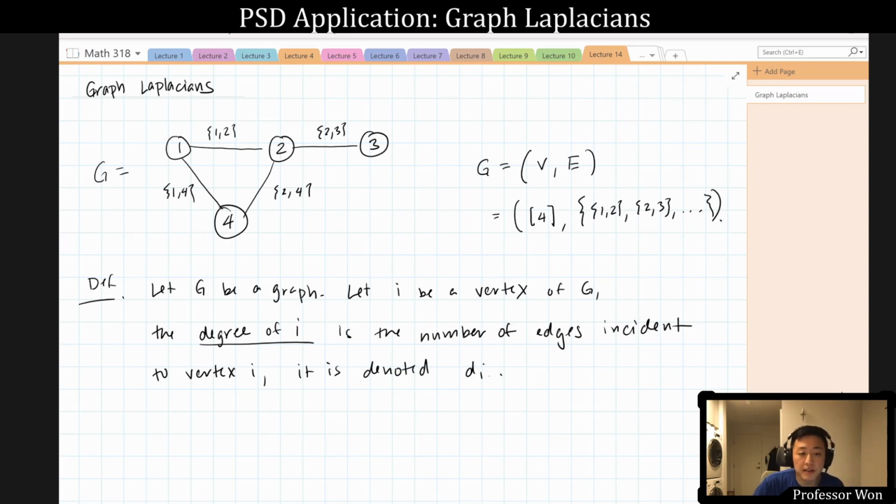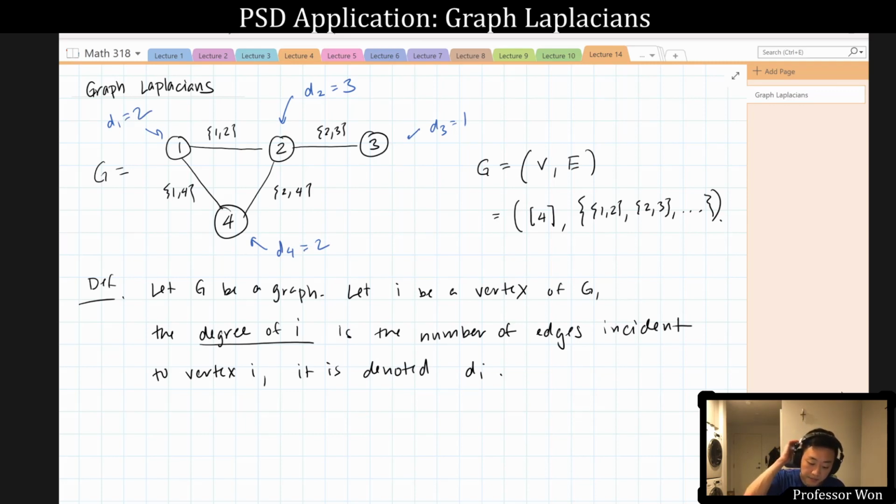Okay, so this is a number that we're going to define for every vertex in the graph. And it's the number of edges incident. Incident just means the number of edges touching that vertex. In other words, it's the number of edges that that vertex is in. So in this example, the degree of vertex 2 is just the number of edges touching vertex 2, so the degree is 3. So in our notation, I would say that d2 equals 3. Vertex 2 has degree 3. d3 here is 1. d4 here is 2. d1 here is also 2. So that's the degree of a vertex.